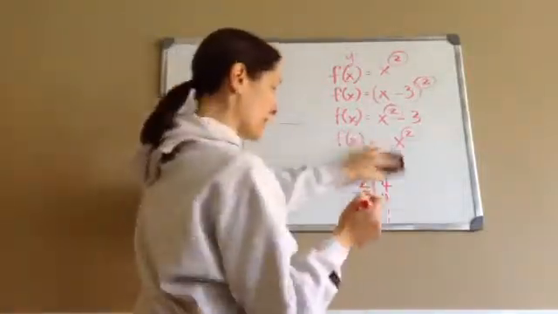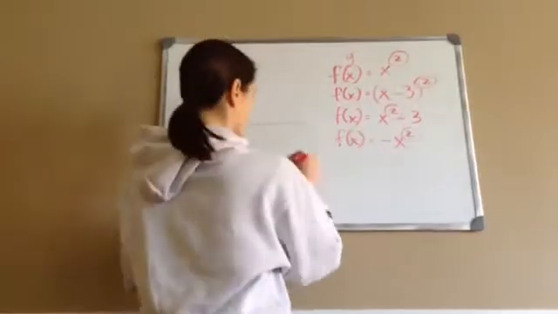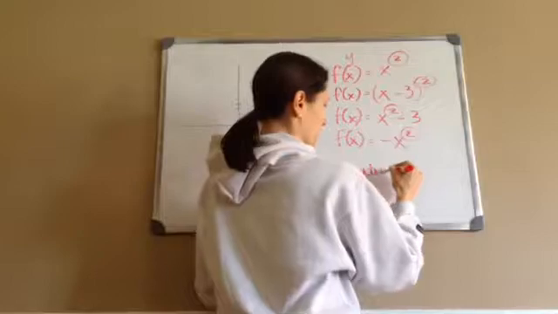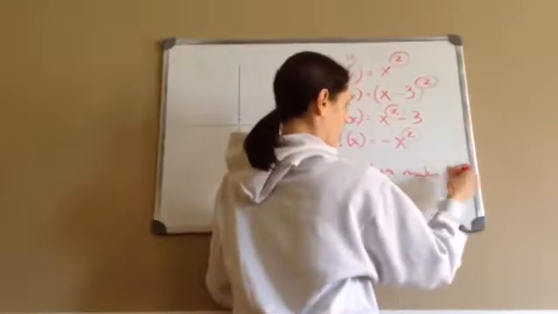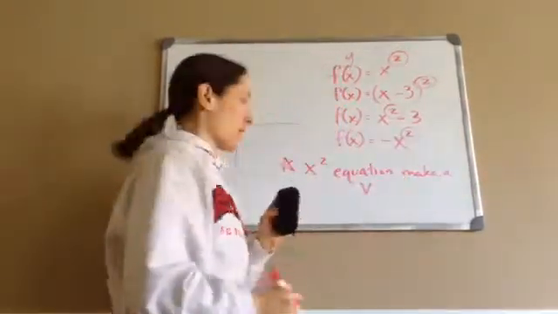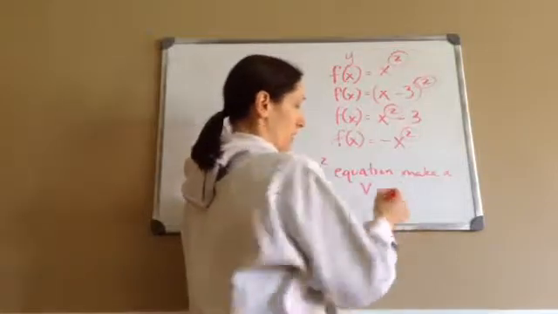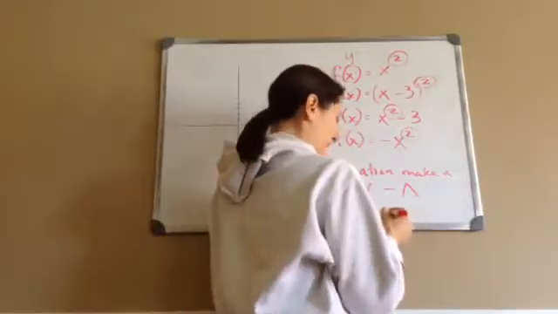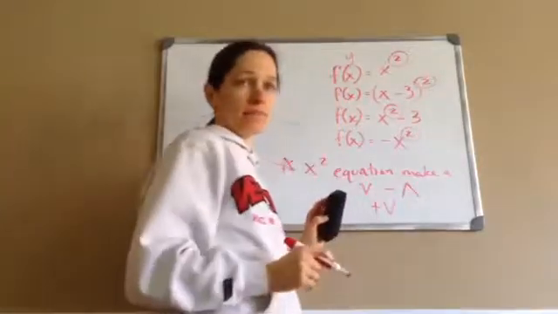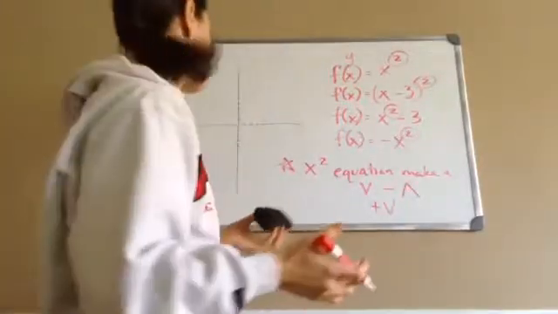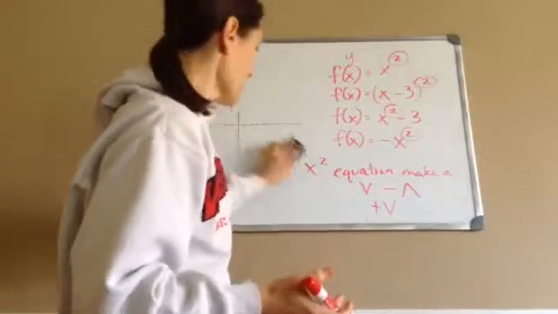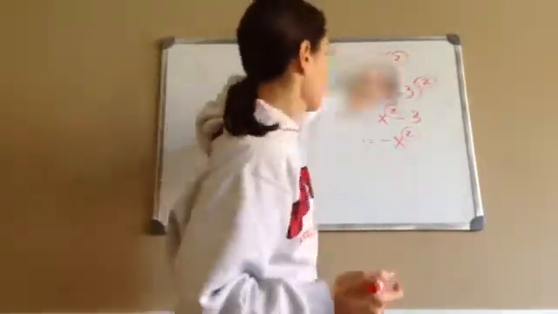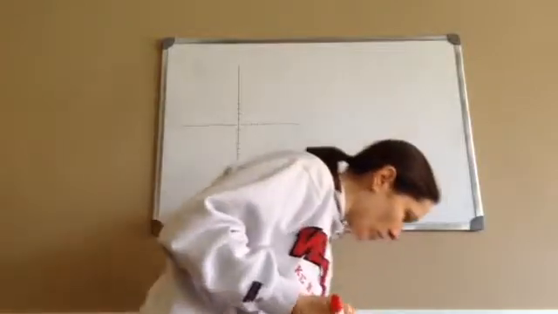So, what I want you to put in your notes is x squared equations make a V. If it's negative, it's going to make a downward V, and if it's positive, it's going to make an upward V. Those are just good notes to take. Got it? Alright, that's if it's x squared. Let's look at the next four equations.